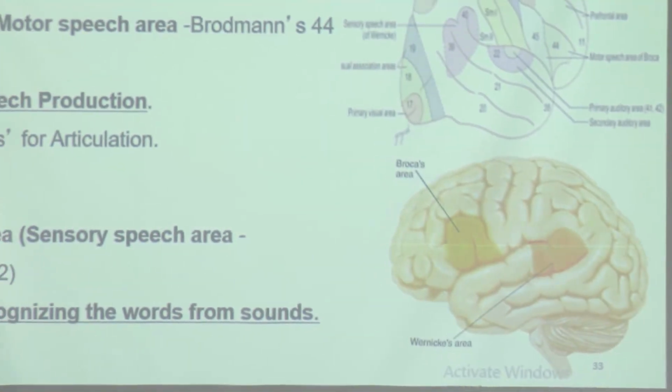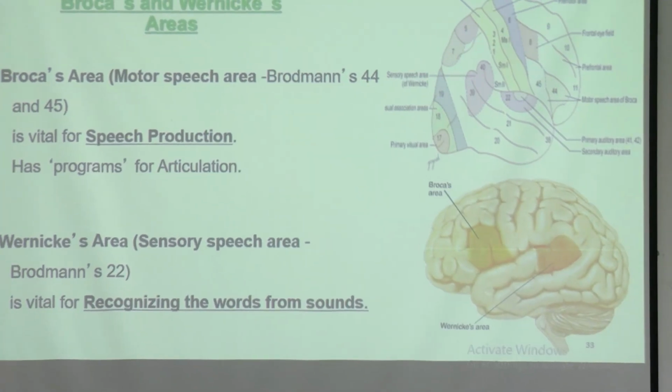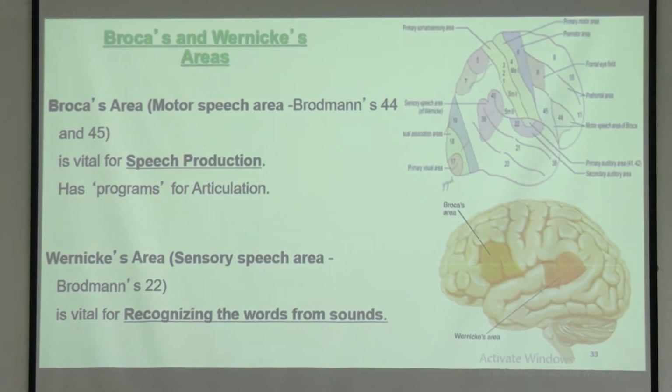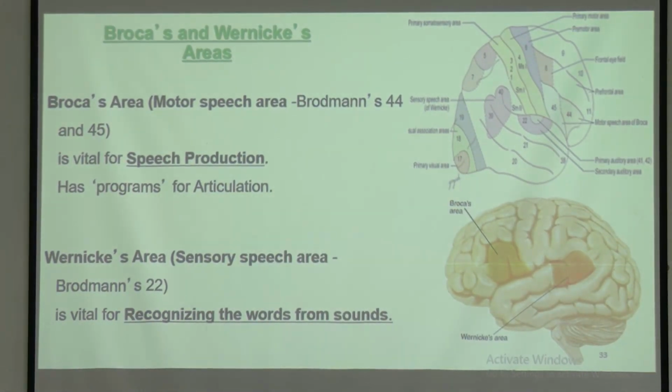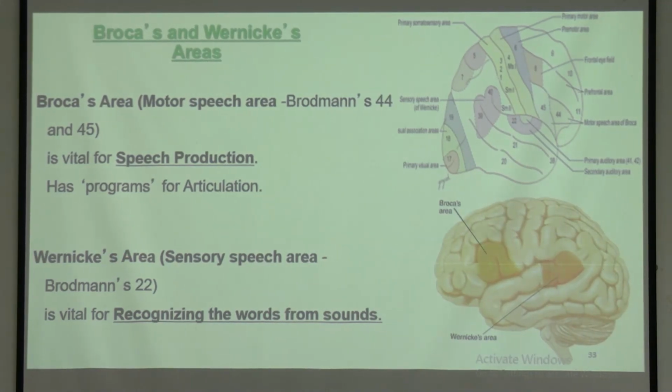Now, if you have any disease affecting this region, you will have a corresponding problem. For example, if Broca's area has a problem, say a cerebrovascular accident or brain hemorrhage, Broca's area is knocked out. That means it's not getting blood supply to that region, so Broca's area is not producing anything, whereas Wernicke's area, the sensory speech area, is fine.